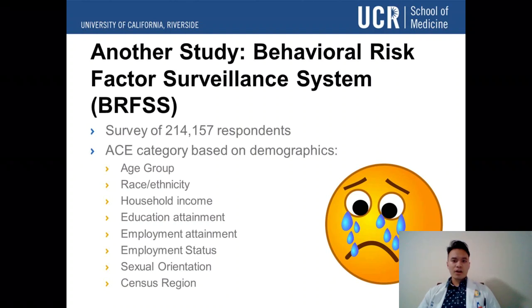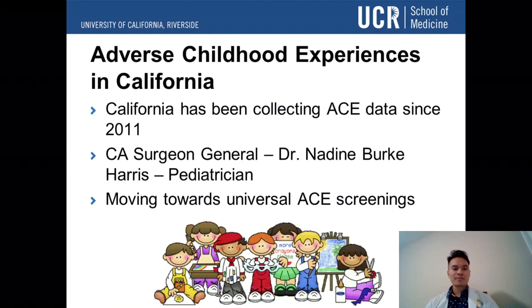Another study touched on in the learning objective was the Behavioral Risk Factor Surveillance System. So what is that? Basically, they did a survey of 214,157 respondents, and they looked at different ACE categories based on demographics. So what they did was they looked at age group, race, ethnicity, household income, how they attained education, how they attained employment, and employment status. The last two are sexual orientation and just the region of census.